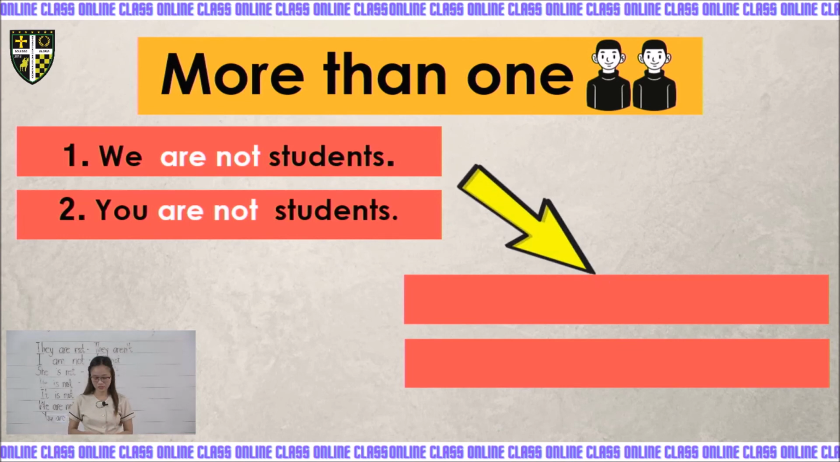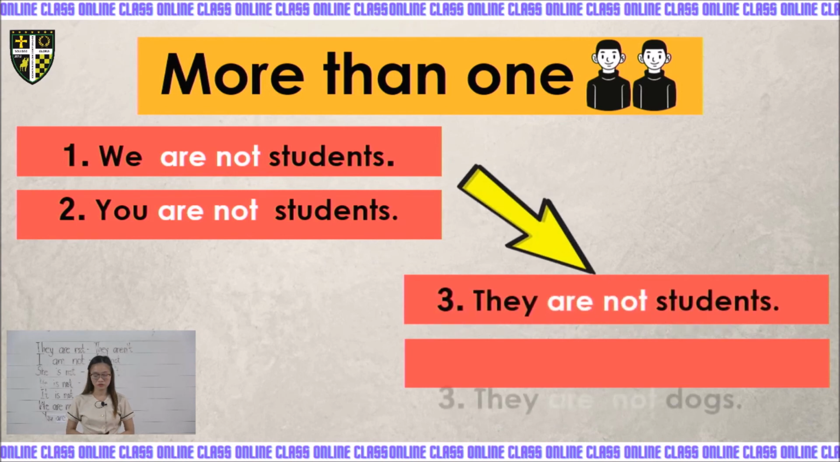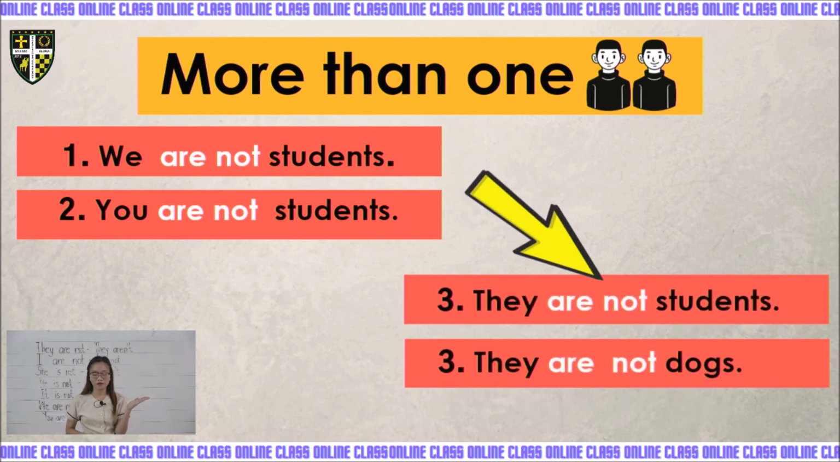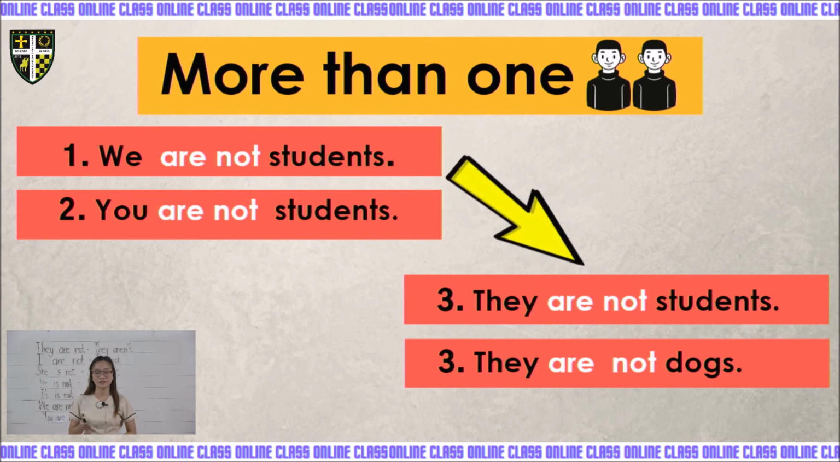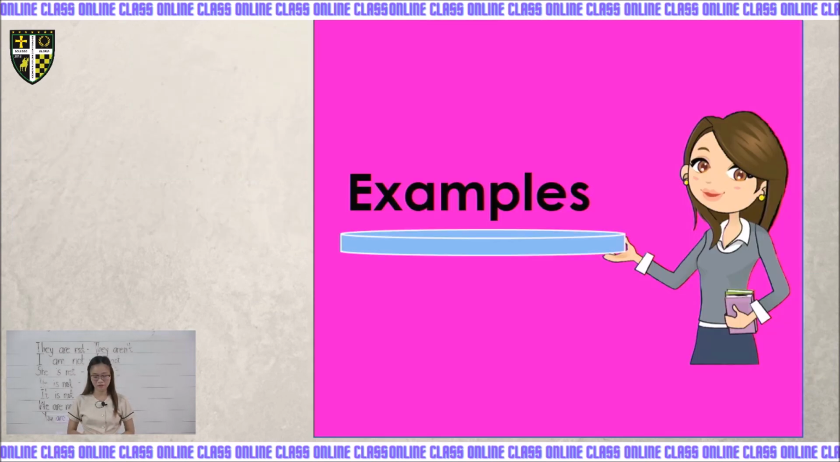Next example. They are not students, and they are not a dog. They are the same. They is referring to more than one. That's why we use the be verb are. So those are the rules for using pronoun and be verb plus not. Now let's have the following examples for you to understand our topic more.